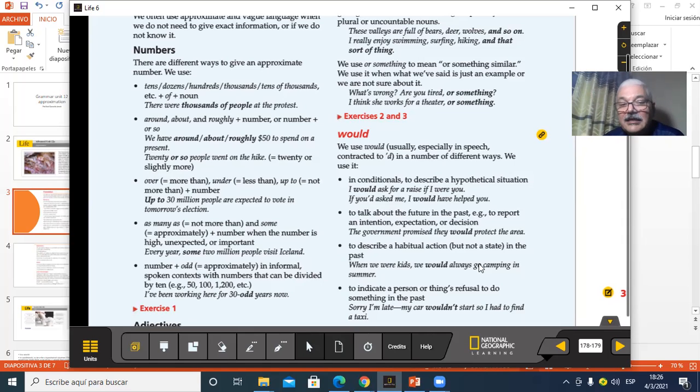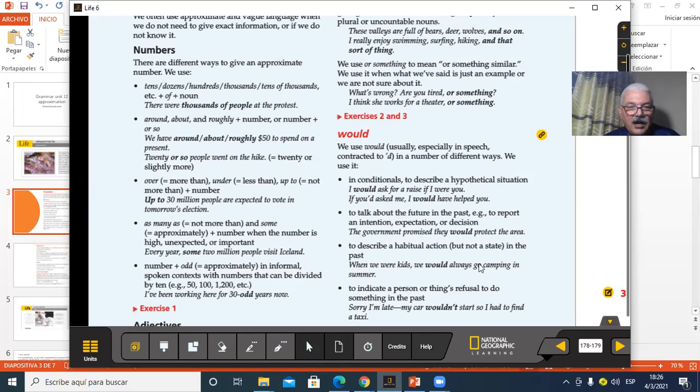And of course, we add the number. For instance, when we say up to 30 million people are expected to vote in tomorrow's election, it's no more than that, okay? It's just up to 30 million people, okay? Or as many as, with a meaning of not more than that.